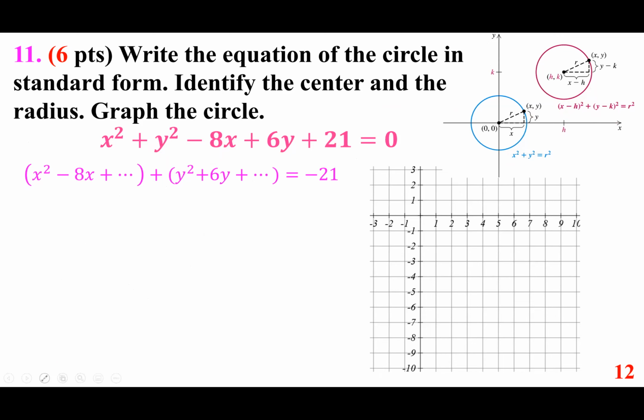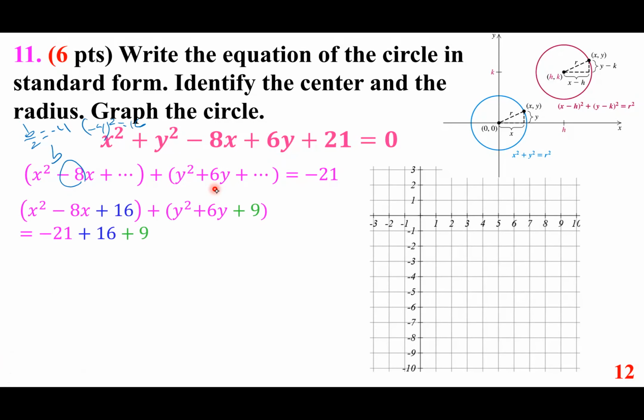B is negative 8, divided by 2, so negative 4. Square that, and we need 16. And this one, B is 6 divided by 2, 3 squared is positive 9. So we're going to add positive 16 and positive 9 to both sides.